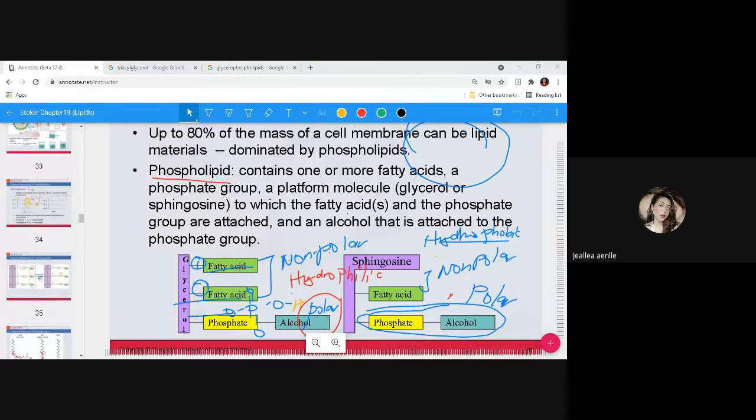Triacylglycerols, ma'am, contain three fats, from the word itself, tri. And then this other one, ma'am, has phosphate. Okay, yes. Also, glycerophospholipids, yes ma'am, it contains phosphate, phospholipid, ma'am. Okay, sige, thank you, Jalea.